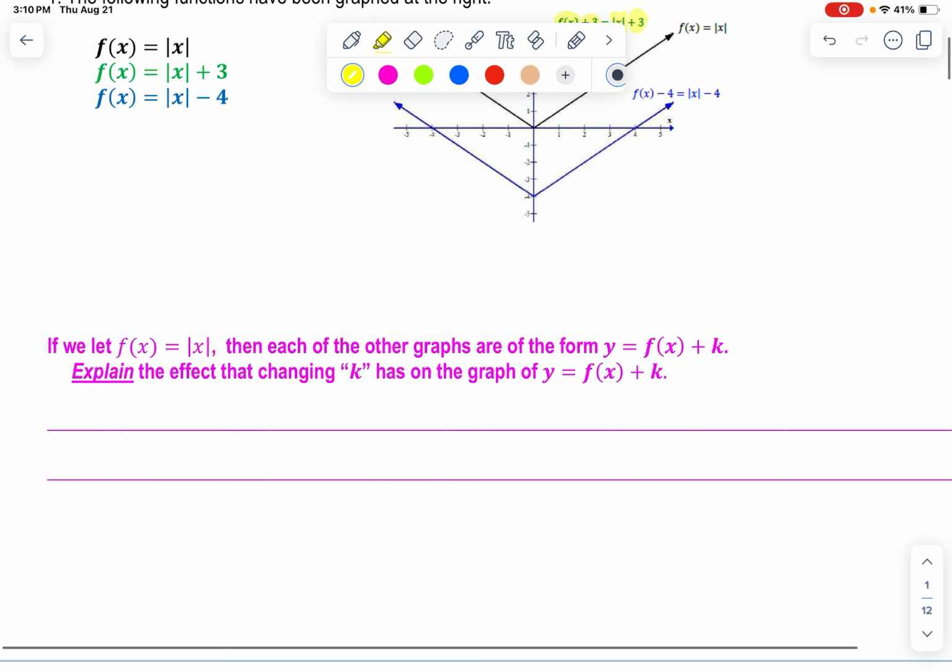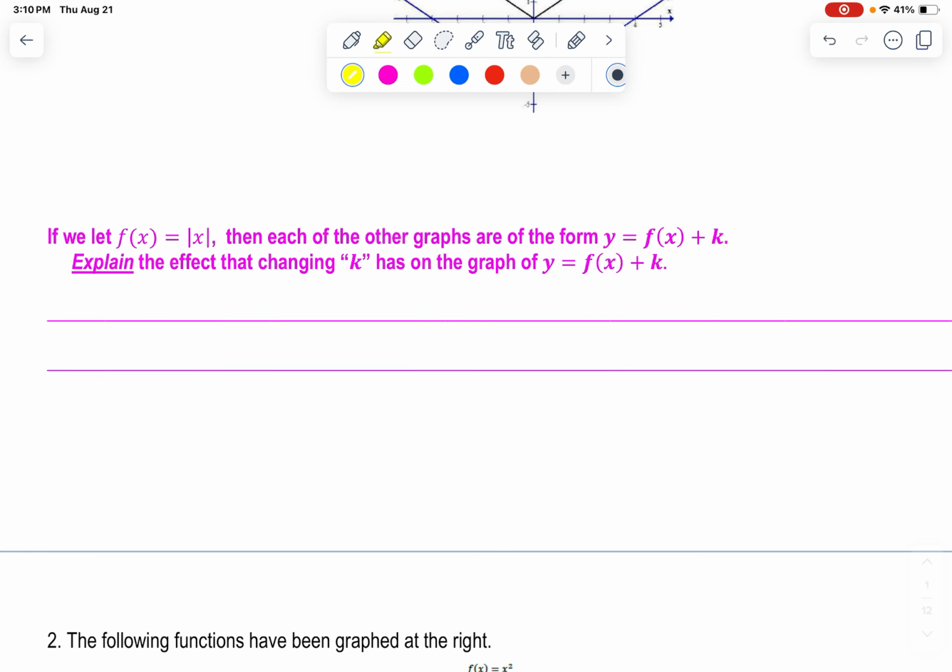All right, so it says if we let f of x equal the absolute value of x, then each of the other graphs are formed by y equals the function plus k. K is that vertical shift. Explain the effect that changing k has on the graph of y equals f of x plus k. So once again, it is a vertical translation or vertical shift. That's what k is doing.